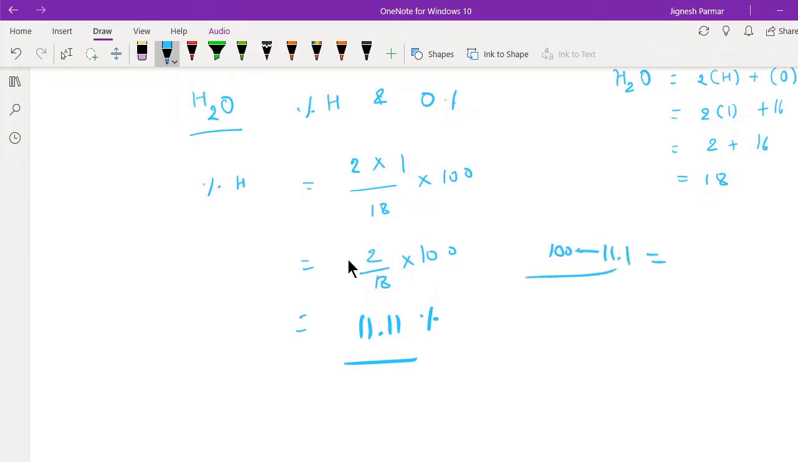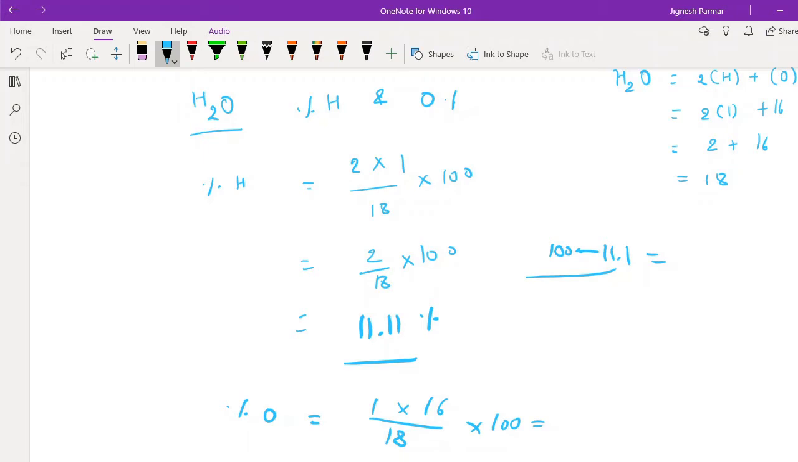But suppose you have more than 2 elements, then what will you do? In this case, same thing, percentage of oxygen. So how many oxygen atoms do I have? I have only 1 oxygen. What is the atomic mass of oxygen? 16. What is the molar mass of water? It is 18, into 100.